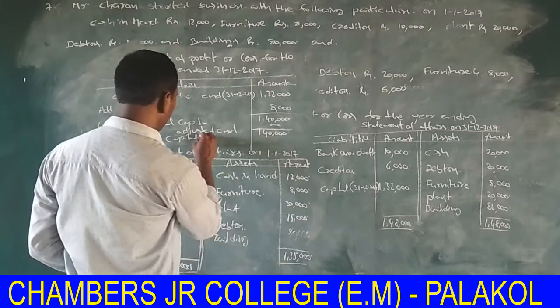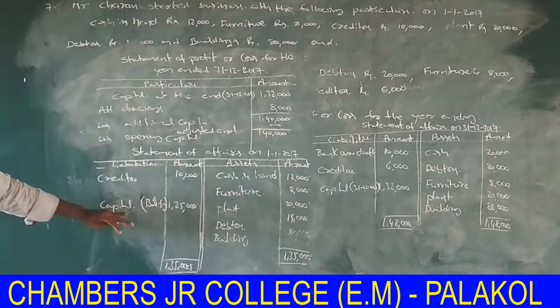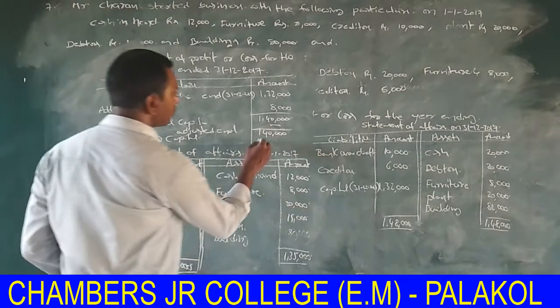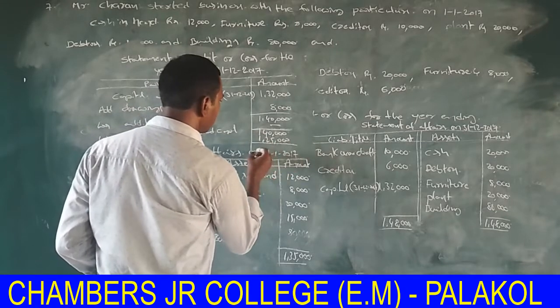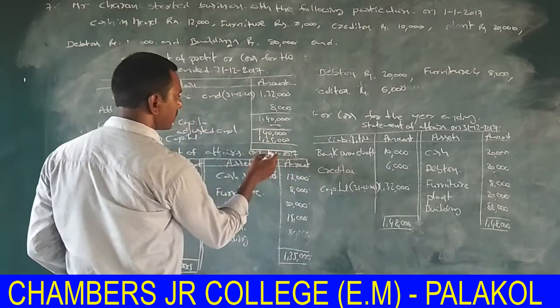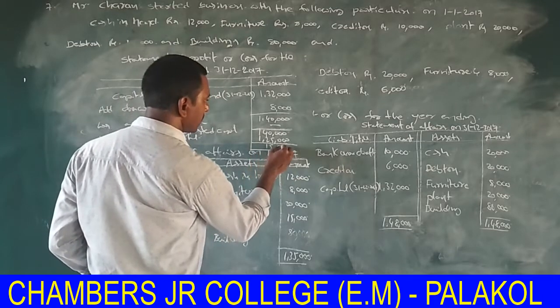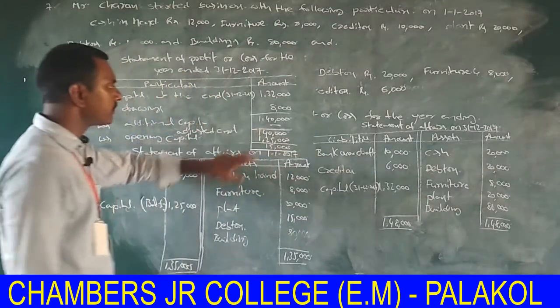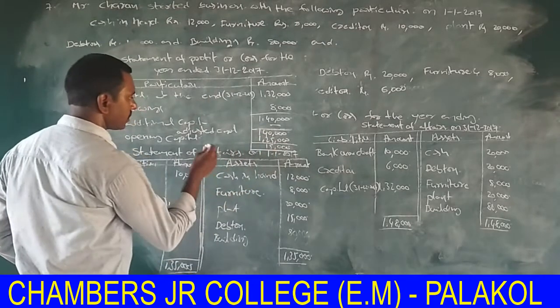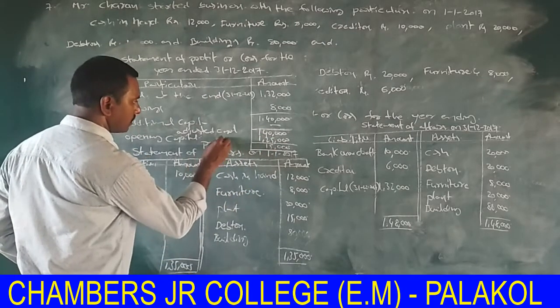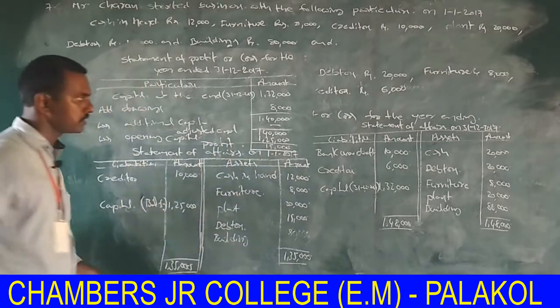Opening capital at the beginning rupees 1 lakh 25,000. The difference between these two, rupees 1 lakh 45,000 minus 1 lakh 25,000, is equal to 15,000. This is profit. Okay.